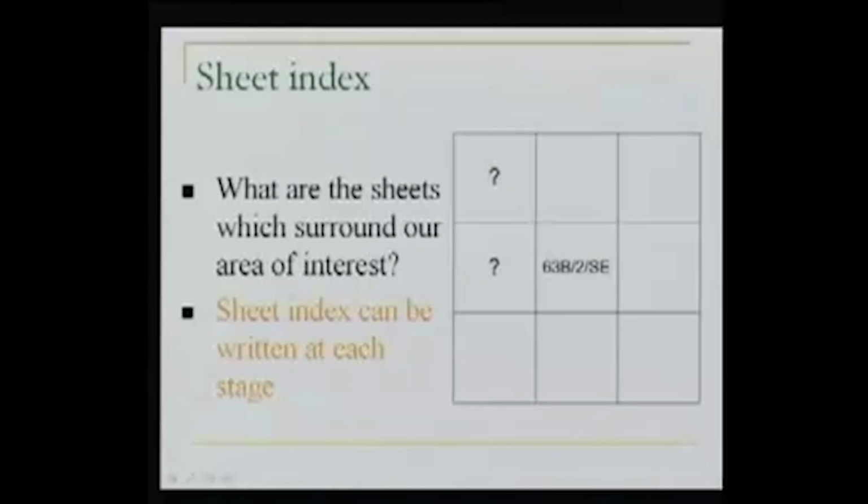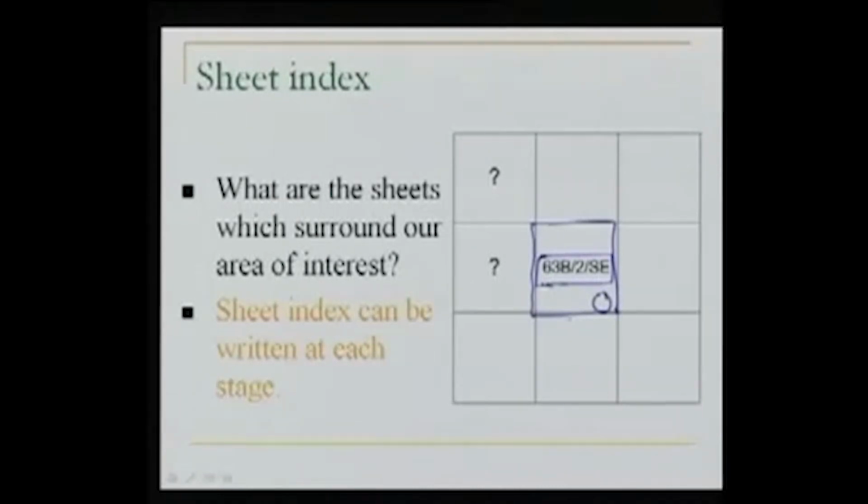Many times what we'll observe is that procuring a single sheet is not good enough. You are working on a project, and we find that the extent of the project is more than the area covered by one sheet. So many times, for example, in this case we procured the sheet 63B/2/SE. Yes, IIT Kanpur is within that. Let us say that was the sheet, and IIT Kanpur is somewhere here in that sheet.